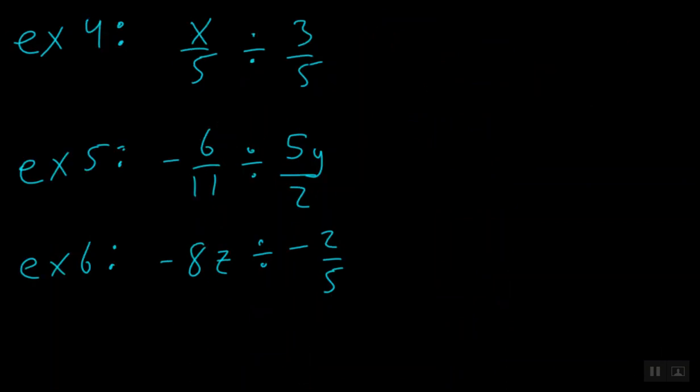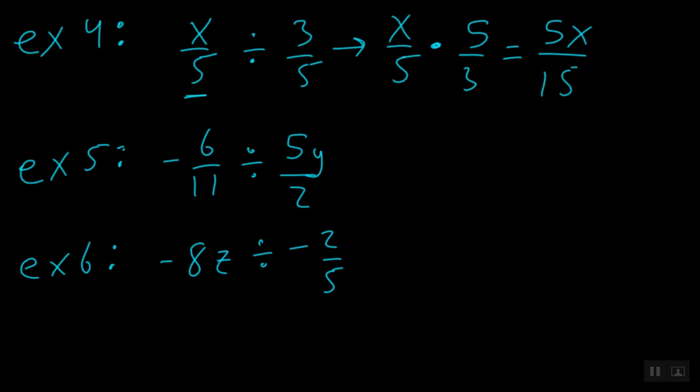All right, here we have examples 4, 5, and 6. Now this way, I'm going to kind of work to the right, so we keep our x over 5. However, we change our division to multiplication, and the reciprocal of 3/5 is 5/3. And here we have x times 5. On top, 5x over 5 times 3, 15. But notice something. 5 over 15, they can both be divided by 5. So we'd say we reduce it by 5. We can write this as x over 3, because 5 divided by 5 is 1, and 15 divided by 5 is 3.